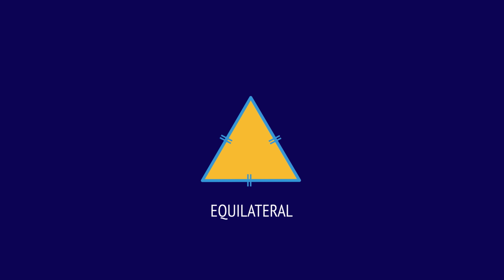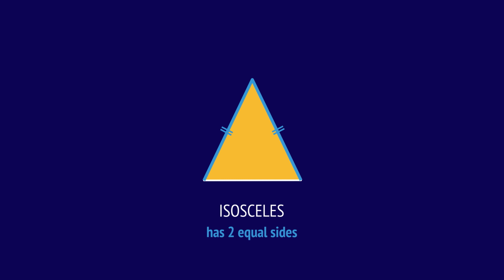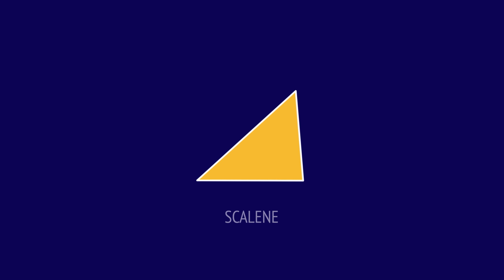Triangles are one of the most important polygons we encounter in geometry. They can be classified by their side lengths. Equilateral, if it has 3 equal sides. Isosceles, if it has 2 equal sides. And scalene, if it has no equal sides.